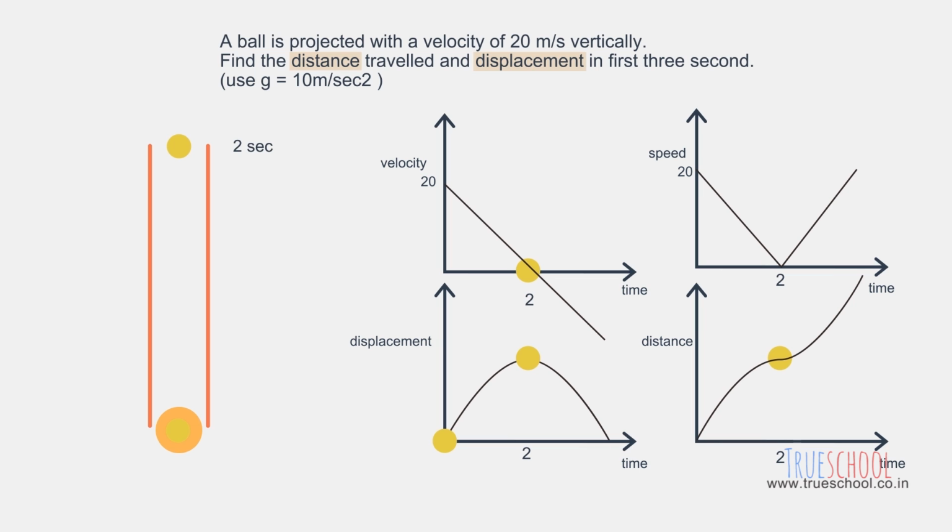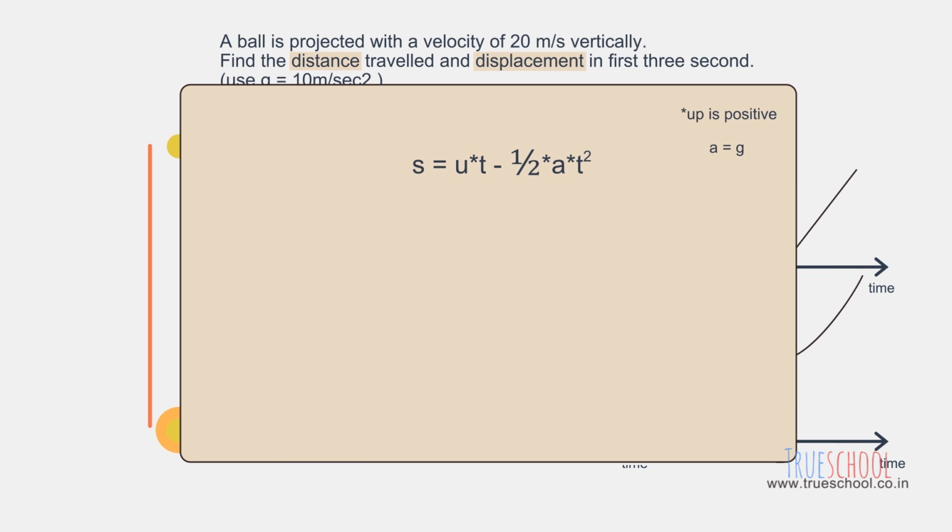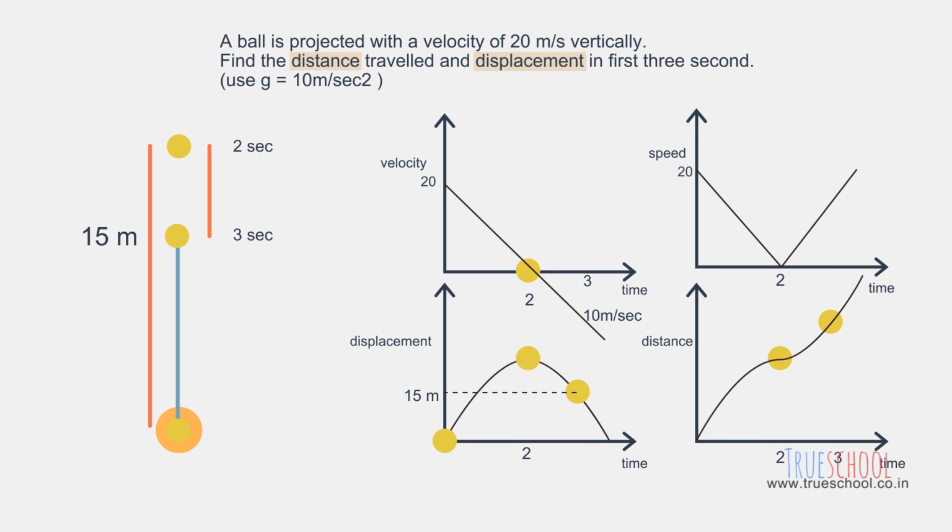To find displacement, we will use the equation s is equal to ut minus half gt square and put t equal to 3 seconds to get displacement. This comes out to be 15 meters. To find distance, we will have to find these two distances and sum them up.